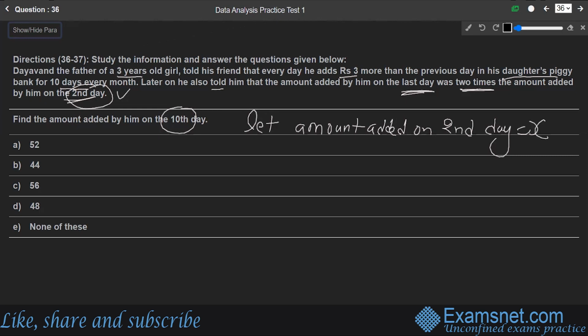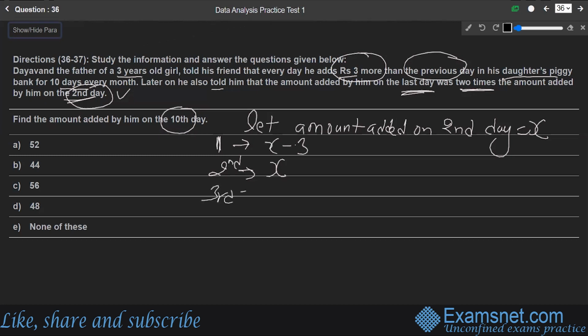Now, if the second day is x rupees, let us make a chart out of it. On the second day he's adding x rupees. So obviously what would have been added on the first day? He's saying that every day he adds rupees 3 more than the previous day. So if x rupees has been added on the second day, then on the first day 3 rupees less would have been added. That would be x minus 3.